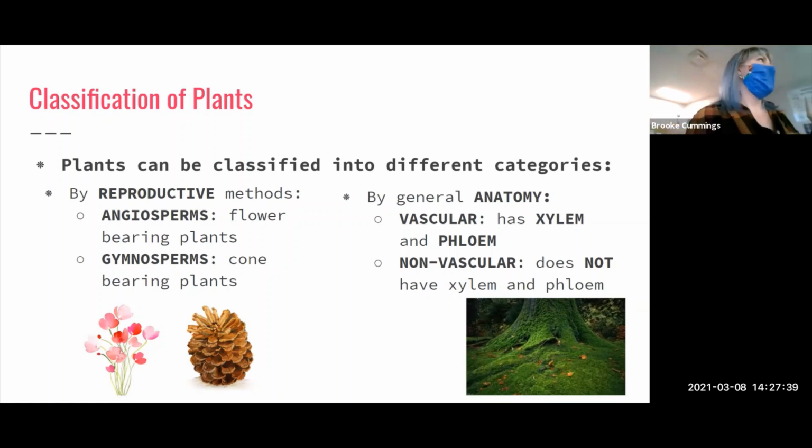Okay, so that's one way. That's anatomy. The next way is reproductive methods. So what we talked about last class with the flower that we labeled, that would be an angiosperm. So angiosperms are flower bearing. And then if they are cone bearing, they're going to be gymnosperms.